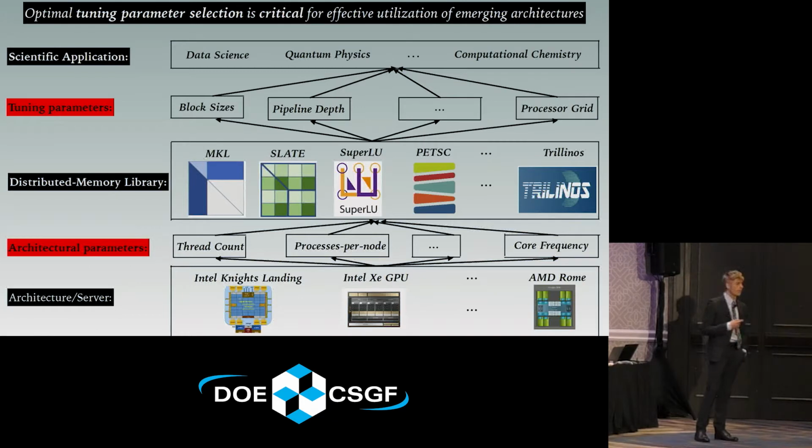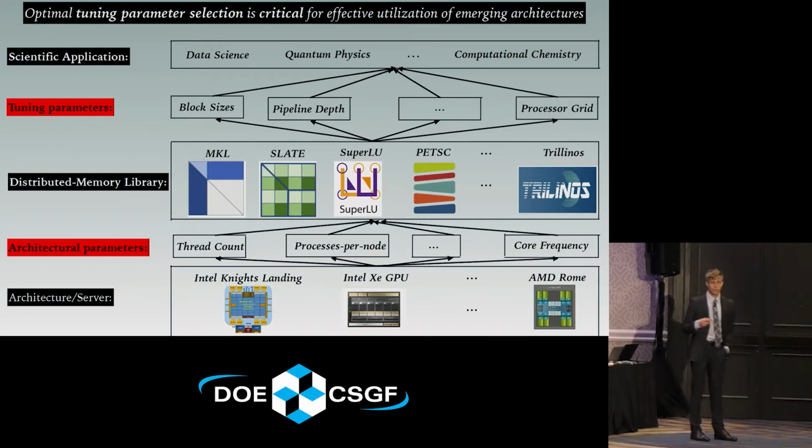Right, so I think that the problem that I'm most interested in is algorithm selection. And that problem asks, given a set of input parameters that define a problem, what are the tuning parameters and architectural parameters that minimize time to solution? And this is a very old problem, and it's been very well studied. And it's becoming increasingly important because optimal tuning parameter selection is critical for effective utilization of emerging architectures.